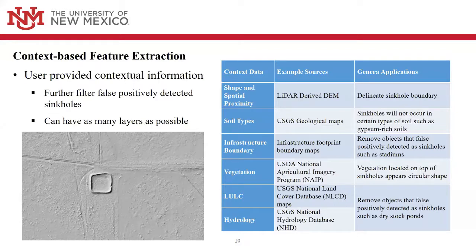Some infrastructure could also look like sinkholes. For example, a stadium is really similar in shape to a sinkhole, so we can remove them. Some vegetation types could also be falsely detected. Then land use, land cover type, and also hydrology, because there could be a lot of dams or other infrastructure that could be falsely detected as sinkholes. So when we have all the layers, we can further improve the results.